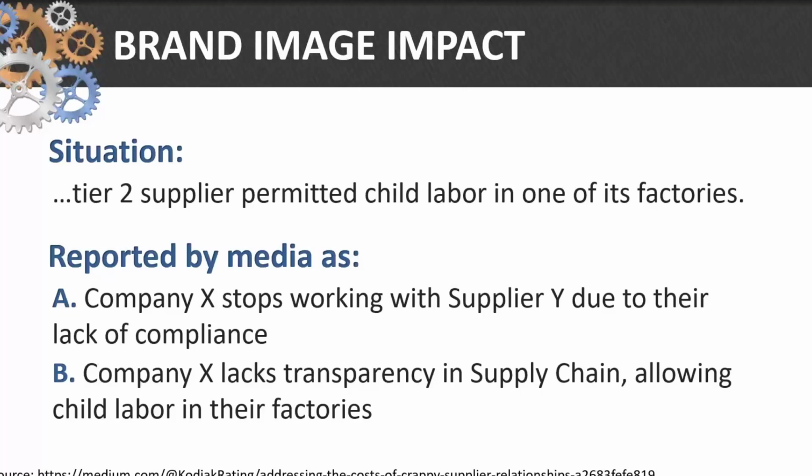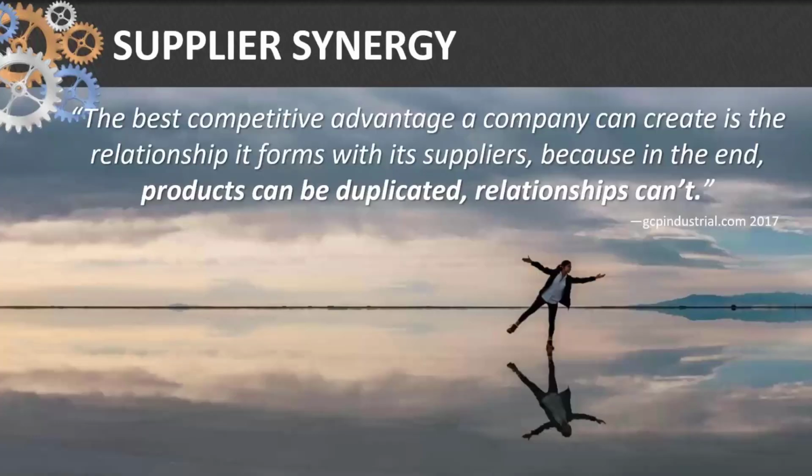So this is what leads me to today's quote. The best competitive advantage a company can create is the relationship it forms with its suppliers, because in the end, products can be duplicated, relationships can't. Everybody in attendance today certainly knows this, so it's just a little reminder about the impact suppliers can have both financially and on our brand, not just in times of disruption like we've been experiencing. That is all I have for today, Don.